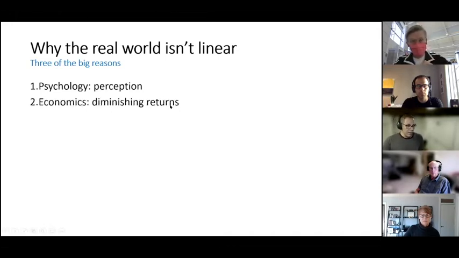And then economics tells us that most things have diminishing returns. So the more you work, the more costly the effort gets, and the more you consume ice cream, the less pleasure it brings at the margin. So those things are not linear.